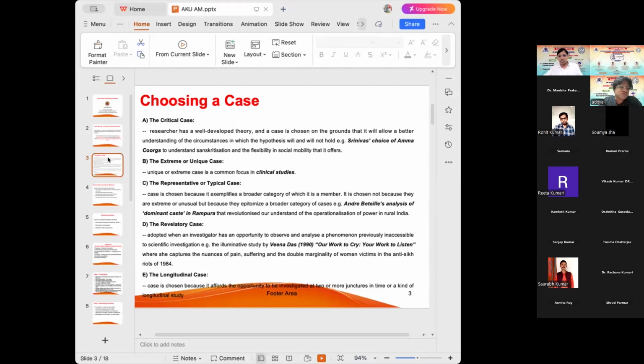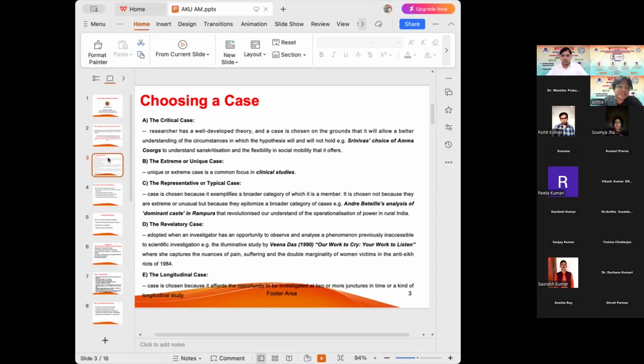There is a scheme of social mobility where the lower caste start following the models of the upper caste, and then mobility happens. Indian society is not technically a very stagnant society, and there is scope of change. So in the critical case, what happens is you are taking that case because it allows a better understanding in the circumstance where it will hold or not hold the hypothesis.